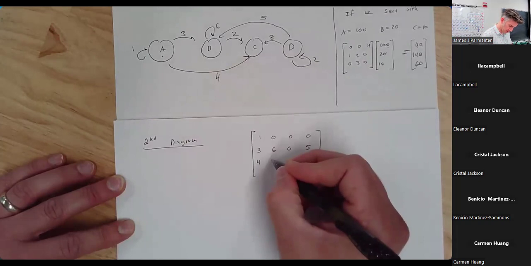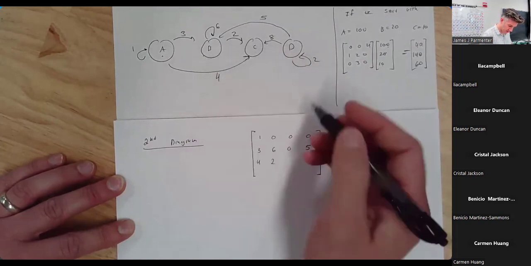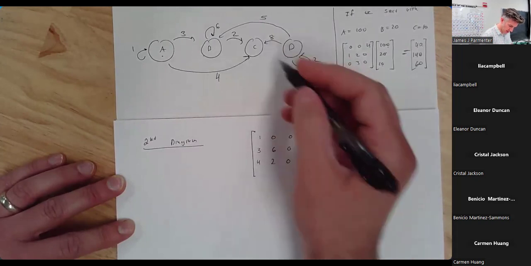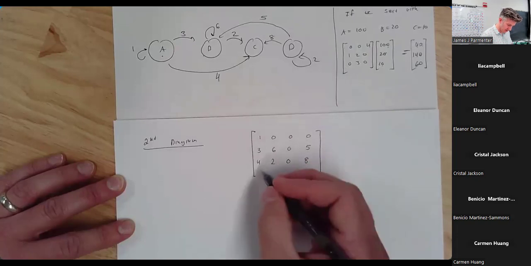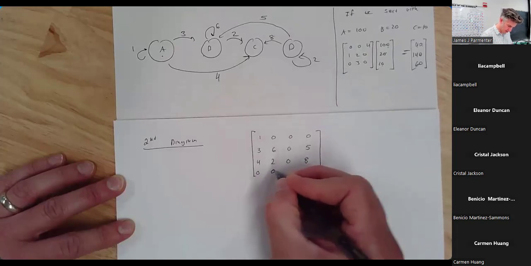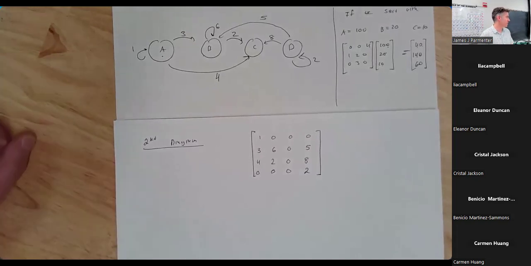Into C, we have 4A, 2B, no C itself, and 8D. And finally, going into D, the only thing going into D is D itself. So 0A, 0B, 0C, 2D. That's how we would write the Leslie matrix for that.